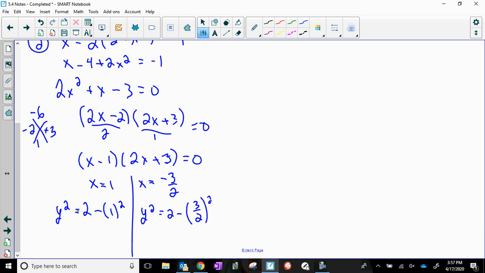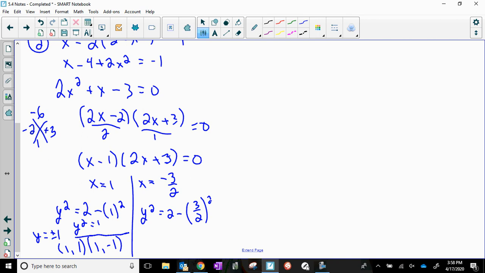So I get what? y squared equals 2 minus 1, or y squared equals 1. So y equals 1 or negative 1. So x was 1, y is 1; x is 1, y is negative 1.